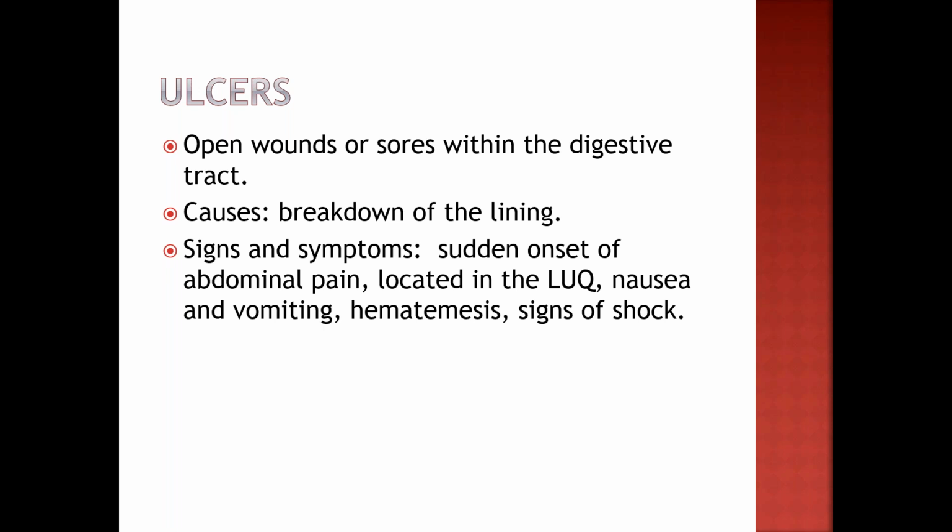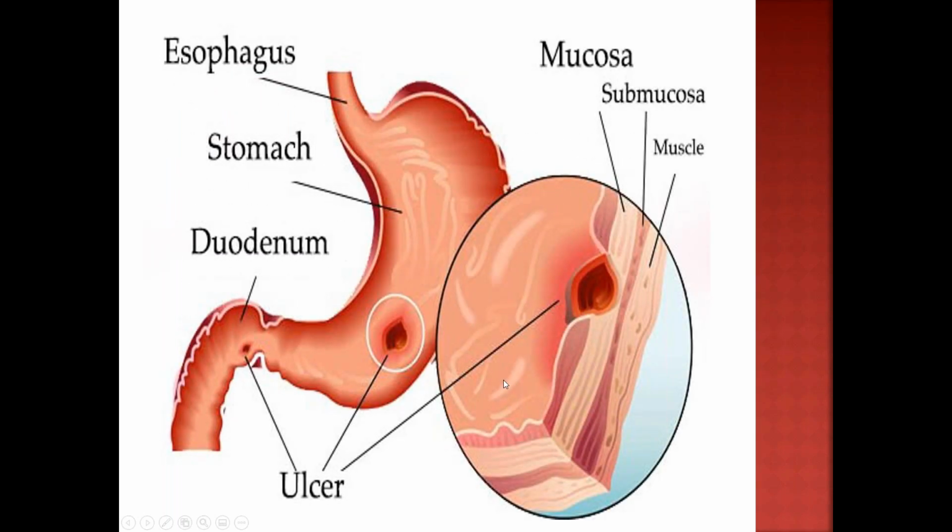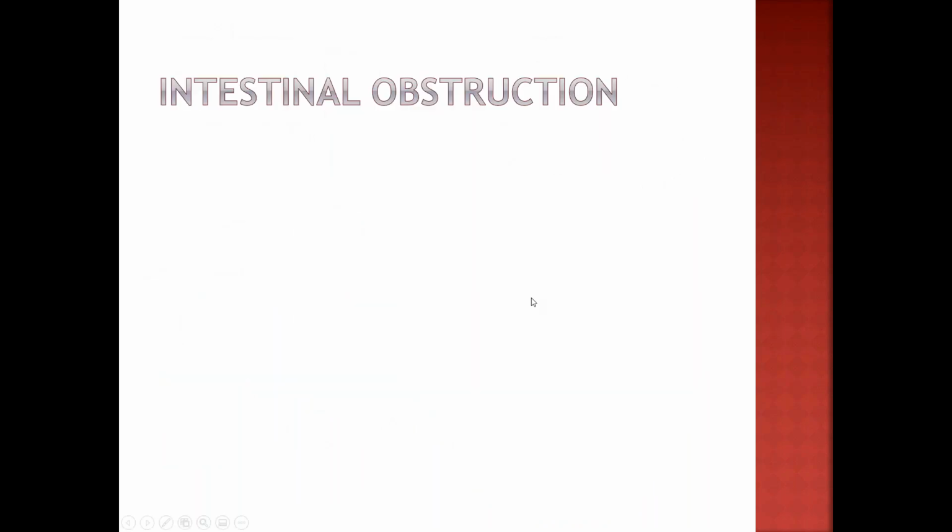Signs and symptoms that we could see: sudden onset of that abdominal pain. Oftentimes this is going to be kind of a pinpoint pain located in the left upper quadrant. You could also see the generic GI symptoms as well, such as our nausea and vomiting. Hematemesis is reference to vomiting blood. So there we can see that ulcer. Within that, we can also see that acid escape out in that peritoneal cavity as well when we are dealing with an ulcer like this.